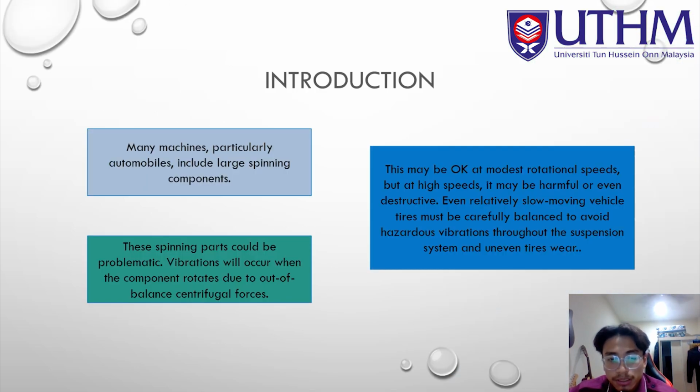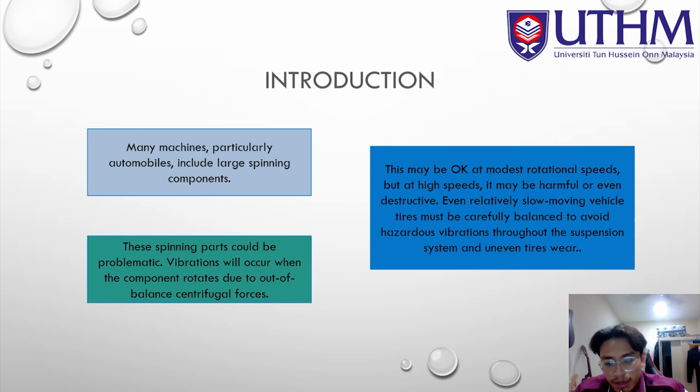Now we go to the introduction of the experiment. Many machines, particularly automobiles like cars and trucks, include large spinning components. Trucks and automobiles have crankshafts and pistons that are spinning inside the engine. This spinning part could be problematic. Vibration will occur, and it will increase when the component rotates due to out-of-balance centrifugal force.